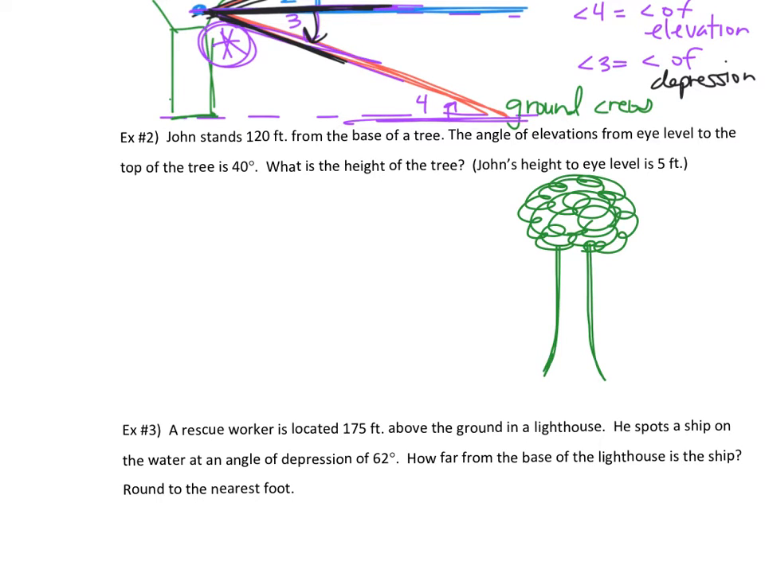So John is standing, here's the ground, 120 feet from the tree. So here's John. That means the distance between him and the tree is 120 feet. It says the angle of elevation from eye level to the top of the tree is 40 degrees. Okay, now think about this. John's eye level is here.